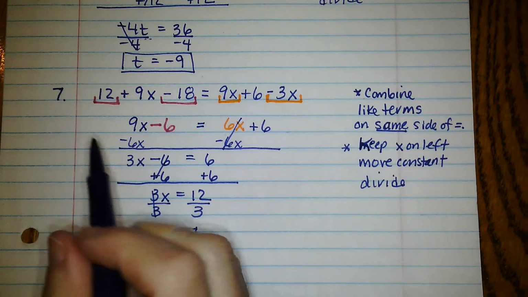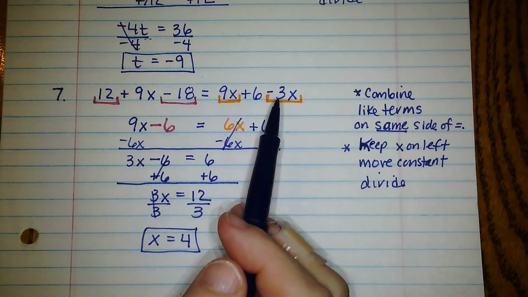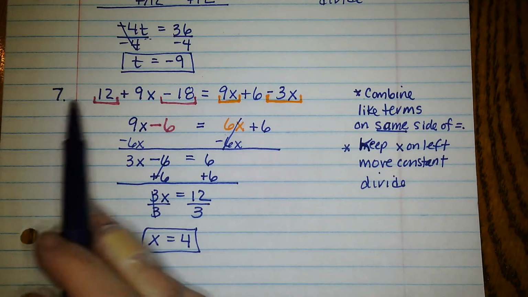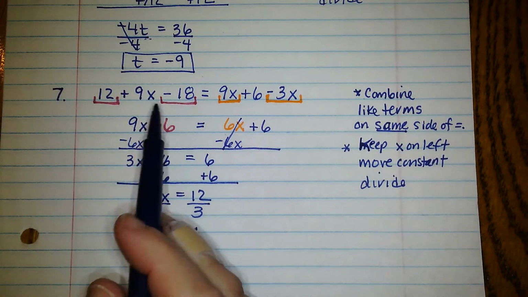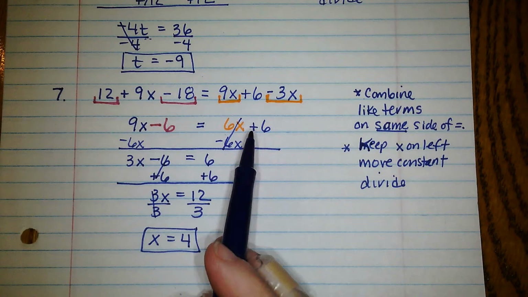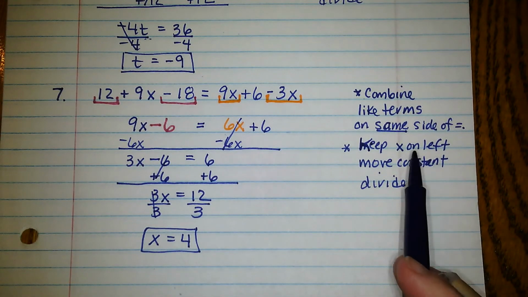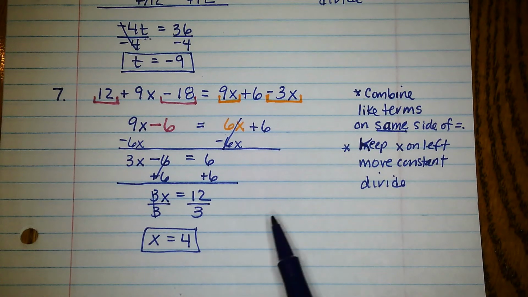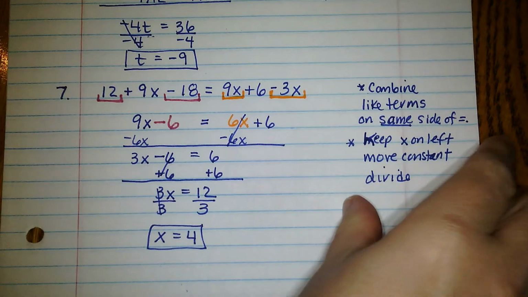Okay, so in questions where they're a little bit longer in the beginning, it's probably because you have some like terms that you need to combine. So you're combining these like terms. What's going to happen is these are going to collapse into smaller equations, and then you're just going to follow the same equation steps. Keep your variable on the left, move your constant to the right, and divide at the end. All right, we're more than halfway done.